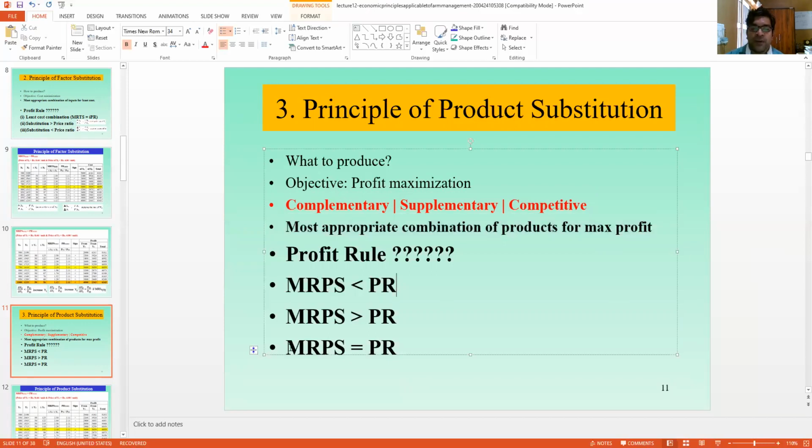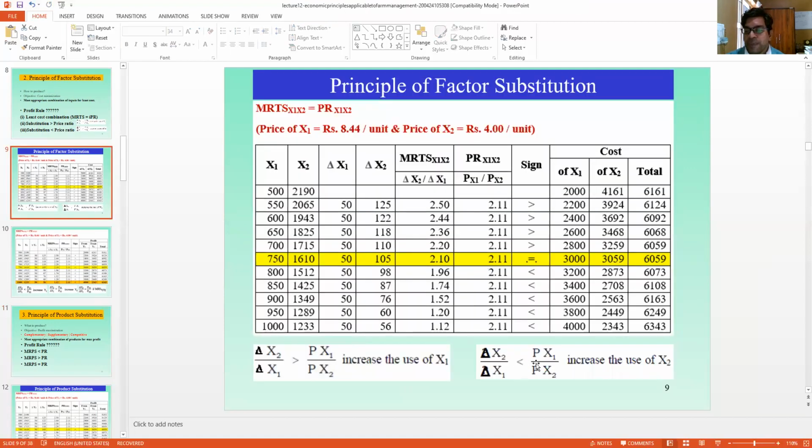Profit rule: the MRPS should be equal to PR. So if MRPS is less than PR, increase X2. You see, MRPS is less than PR, then increase X2.